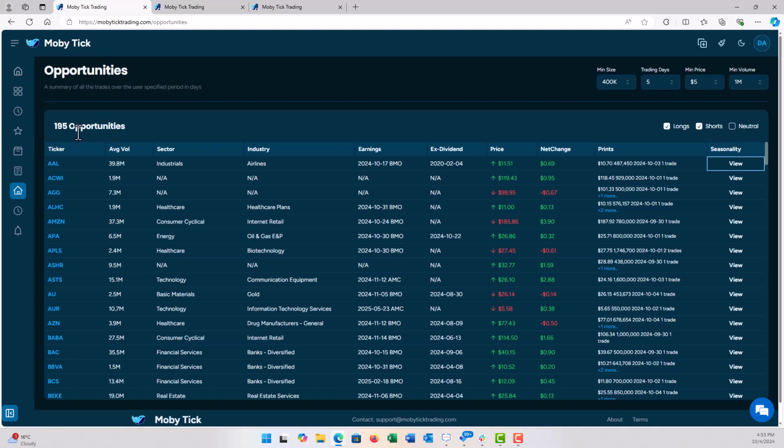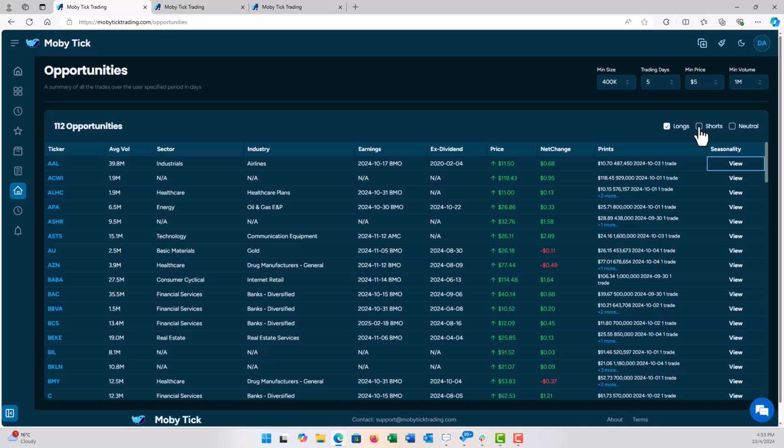Now there's 195 opportunities. And if I'm looking to go long, remember this number, 195, if I untick shorts, there's 112. So, oh, it went up, 115. So 115 out of 195, technically there's more longs than there are shorts. So maybe the market is a little bit bullish. So we have 114 here.